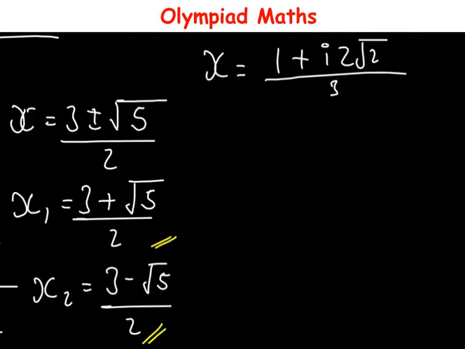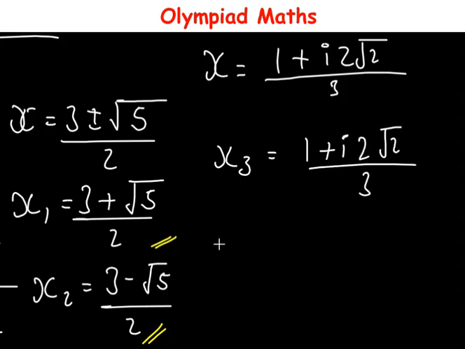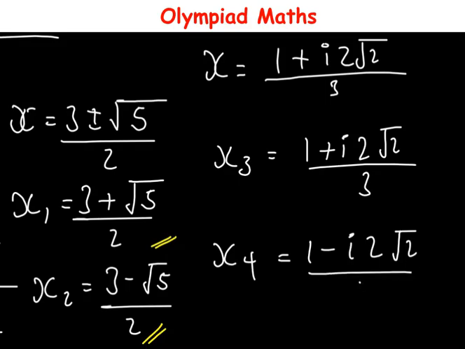And from here, the third solution for x equals 1 plus i times 2 root 2 over 3, while the fourth solution for x equals 1 minus i times 2 root 2 all over 3. So with this, we have the third and the fourth solutions for x, and these are the four solutions for the given question for x.